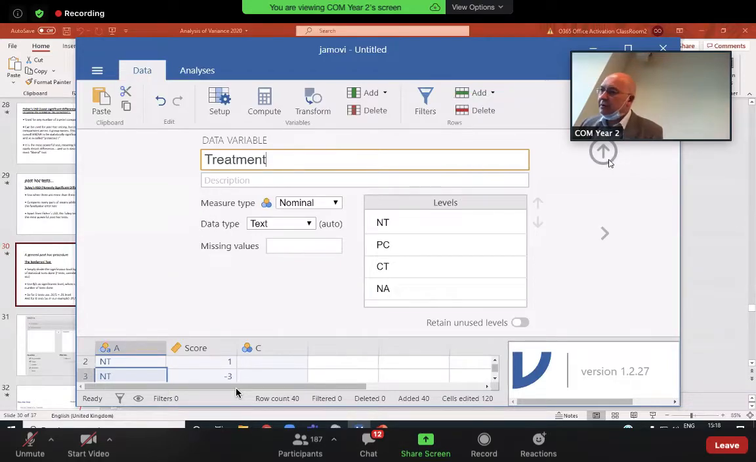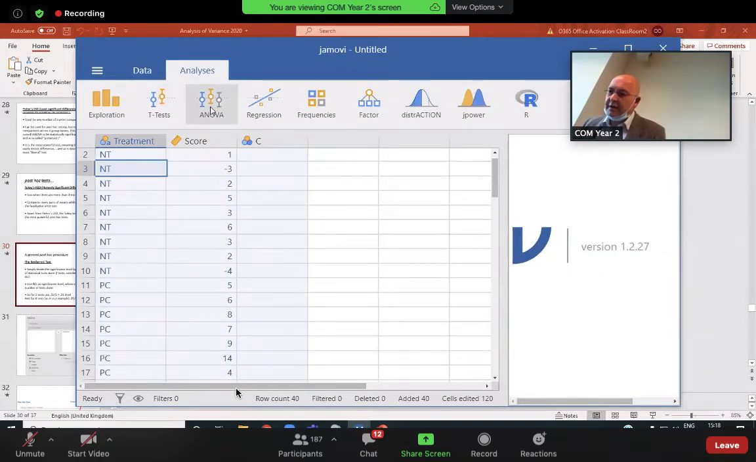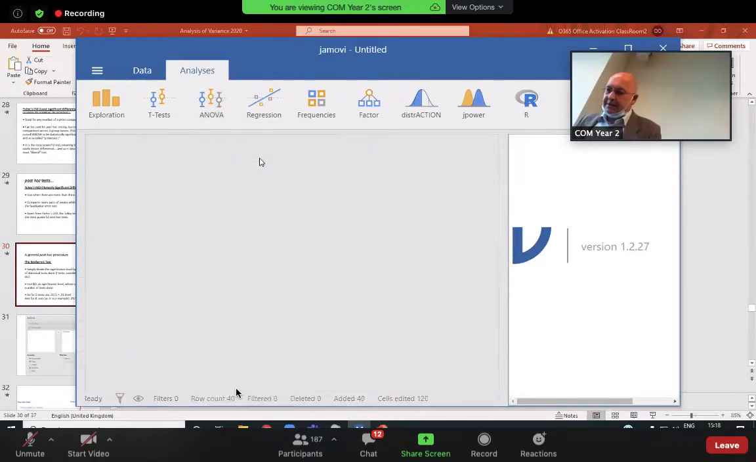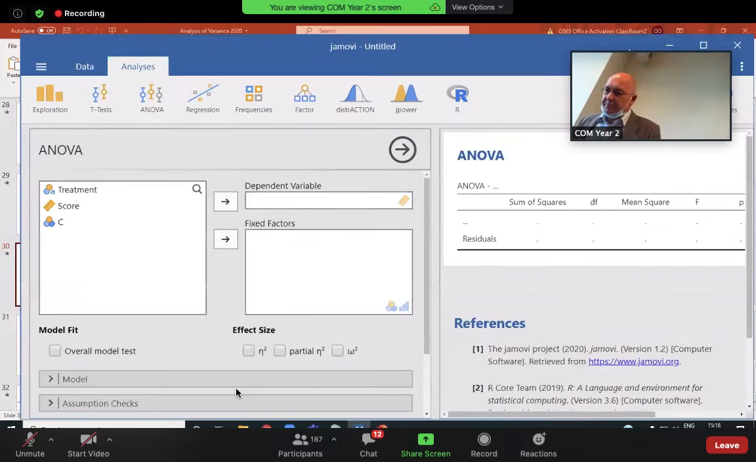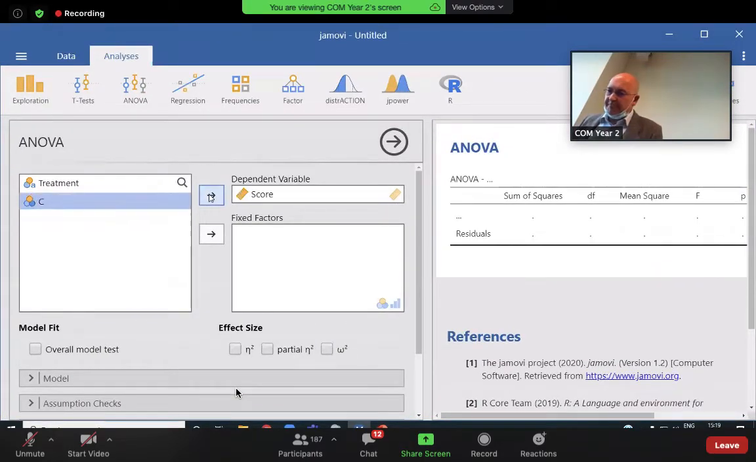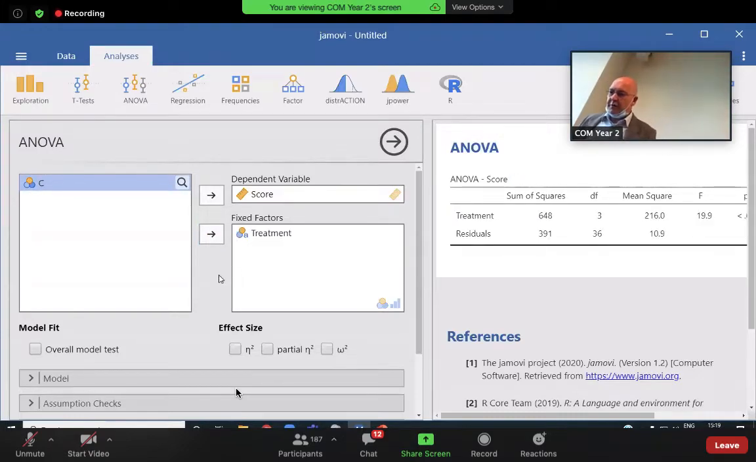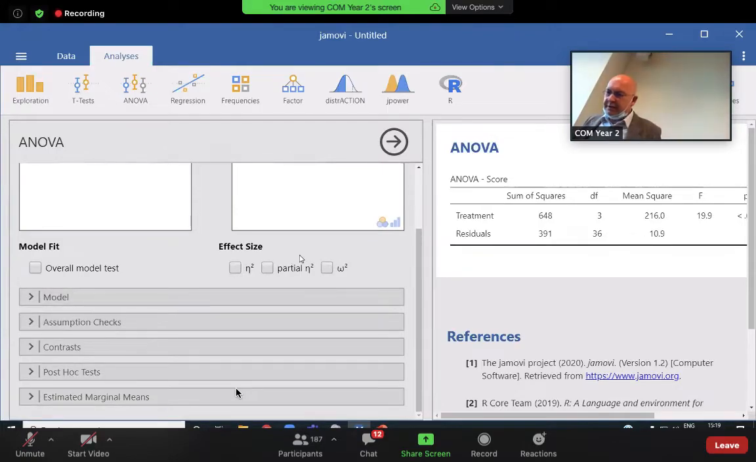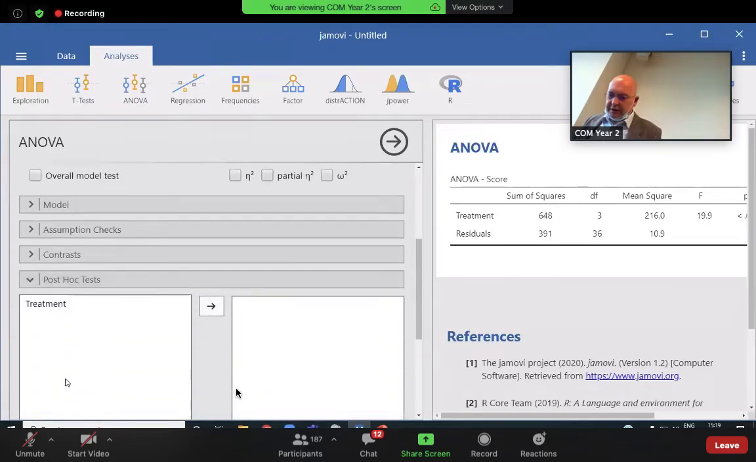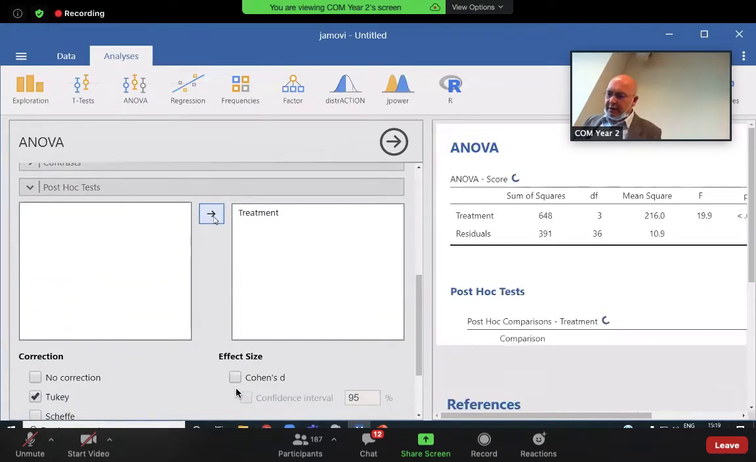Okay. So now if I go to analyses, ANOVA, and I select ANOVA here, this is the more general procedure, which allows me to put in more than one factor. We've only got one factor, and that is the treatment. We've got 4 levels of that factor. Let's see. So then, in order to get the post hoc tests, you go down to here, click on here, and you need to enter that into here.